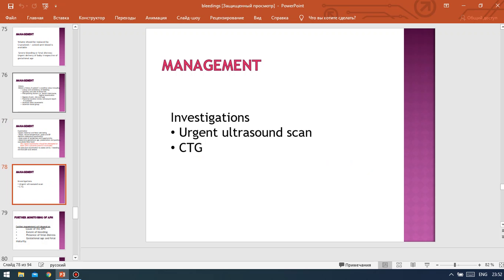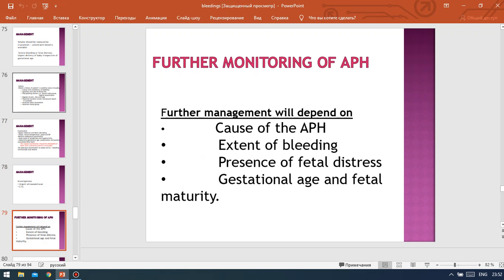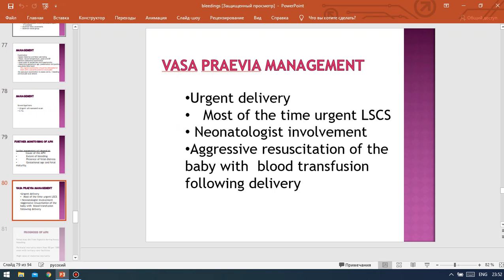Management: the first investigation is urgent ultrasound scan and CTG, cardiotocography. Further monitoring of antepartum hemorrhage: first, the cause of antepartum hemorrhage, extent of bleeding, presence of fetal distress, and gestational age and fetal maturity. The gestational age is very important. If it's a big pregnancy, we don't wait and we make an emergency cesarean section.